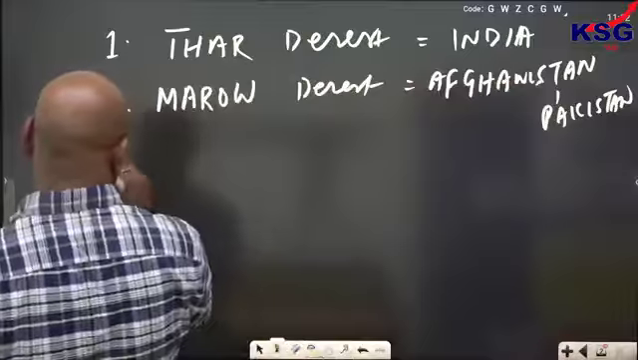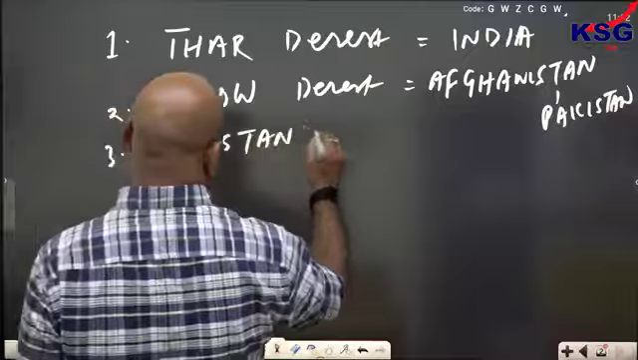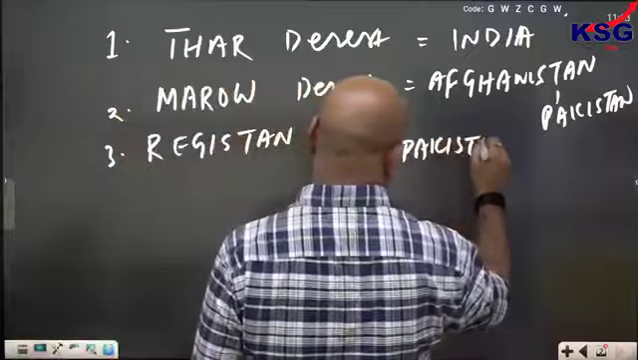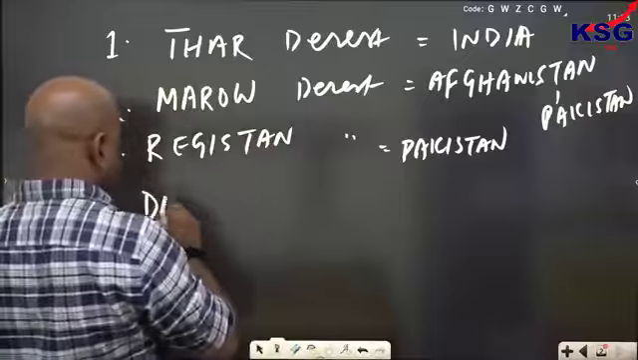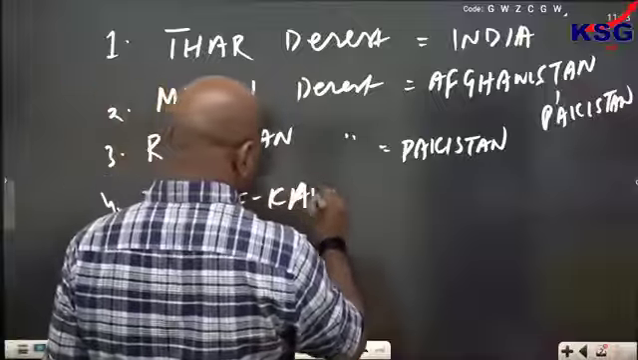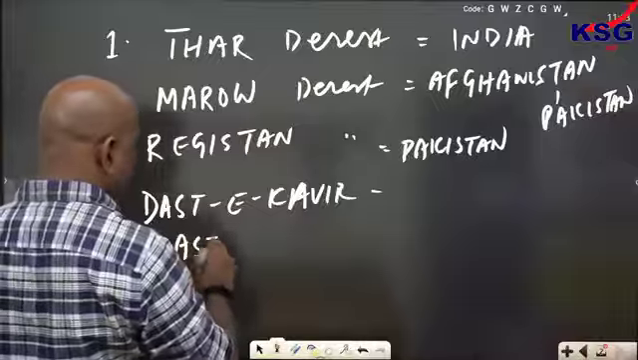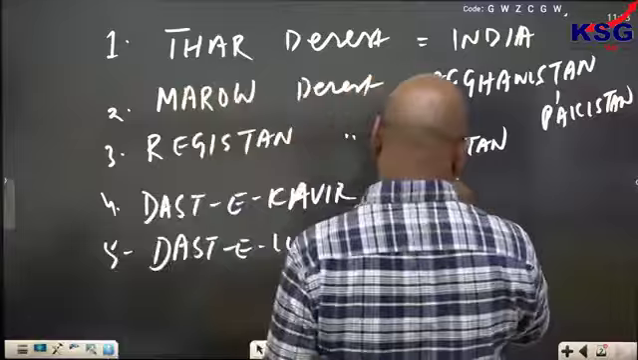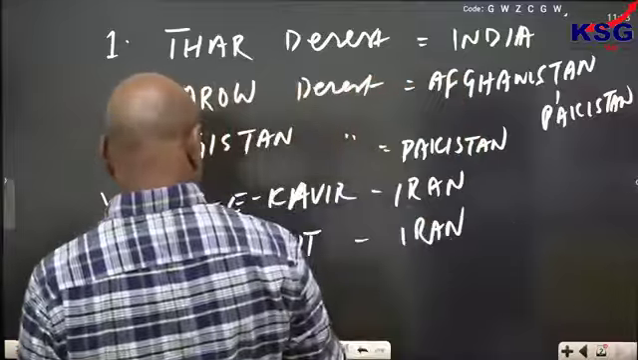Third one is Registan. Registan desert is in Pakistan. Fourth, I am saying, Dast-e-Kabir. And another one, fifth, is Dast-e-Lut. These two are in Iran, Dast-e-Kabir and Dast-e-Lut.